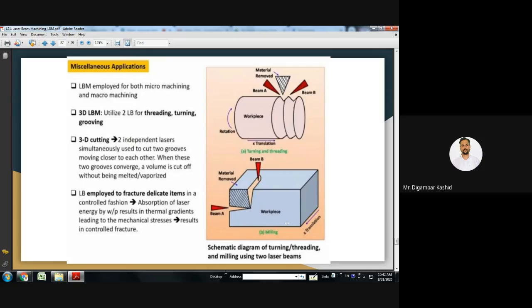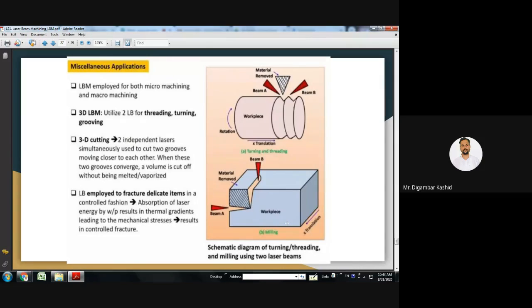So this laser can be employed for both micro machining and macro machining operations. Again, this 3D laser beam utilizes two laser beams for threading, turning or grooving operation. In 3D cutting, two independent lasers are used simultaneously to cut two grooves, moving closer to each other. You can see that diagram also. When these two grooves cover the volume of whatever is to be cut off, without being melted or vaporized, you can cut off the other part.